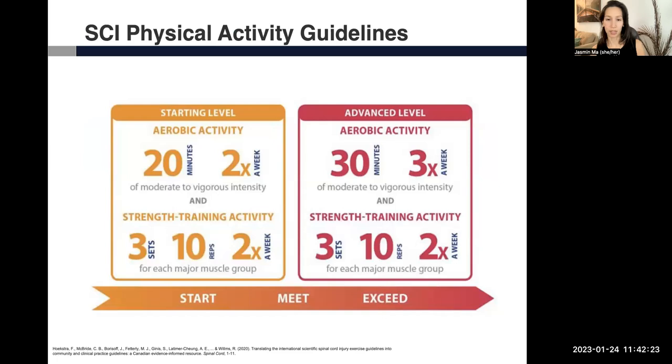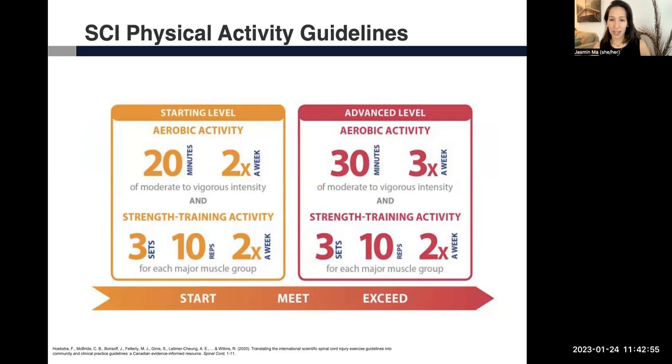So things like helping to prevent or reduce our risk for cardiovascular disease, diabetes, lots of those challenging diseases that many people with spinal cord injury are at increased risk for. So at the starting level, the recommendation is to do twice a week, at least 20 minutes of moderate to vigorous intensity physical activity. And so that means that you'd be able to talk but not sing a song, and then strength training twice a week.